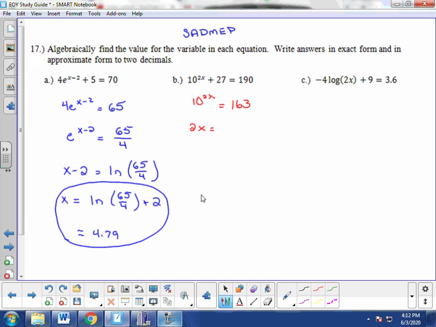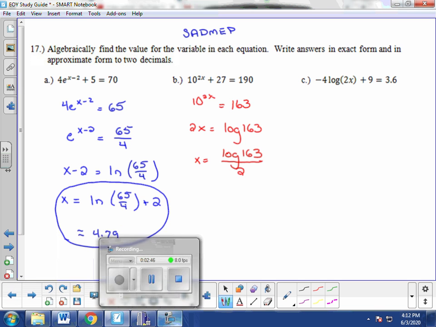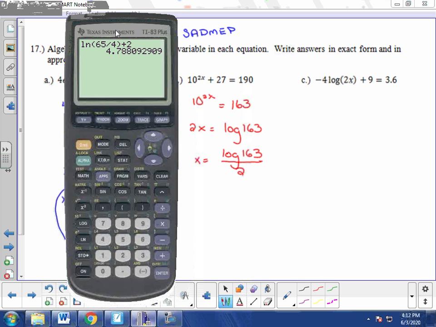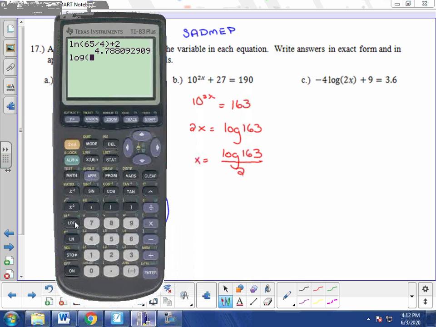That would eliminate the base 10 on the left, and then I would take the log base 10 of 163 on the right. Finally I can get x by itself by dividing by 2. So the exact answer would be log base 10 of 163 over 2, which we can type into the calculator. It would give us an approximate answer of 1.11.